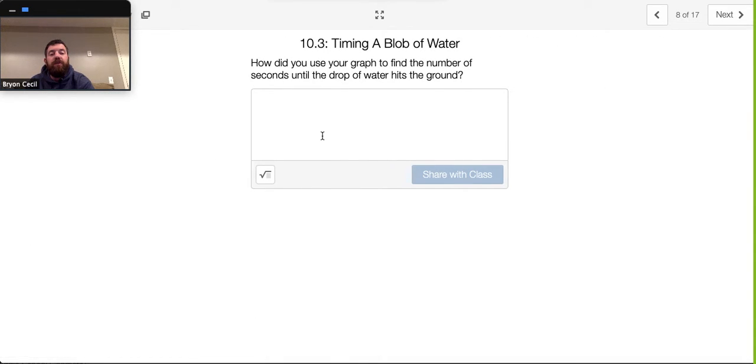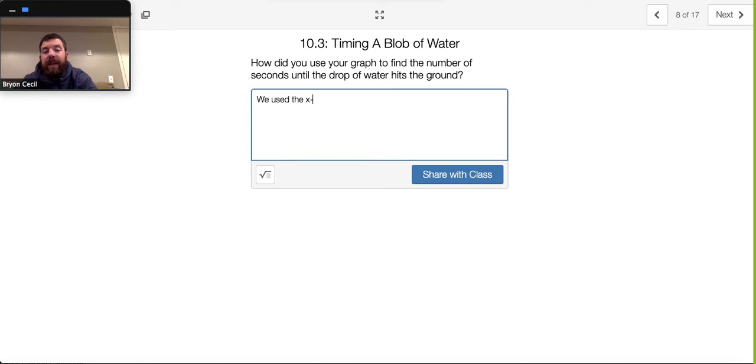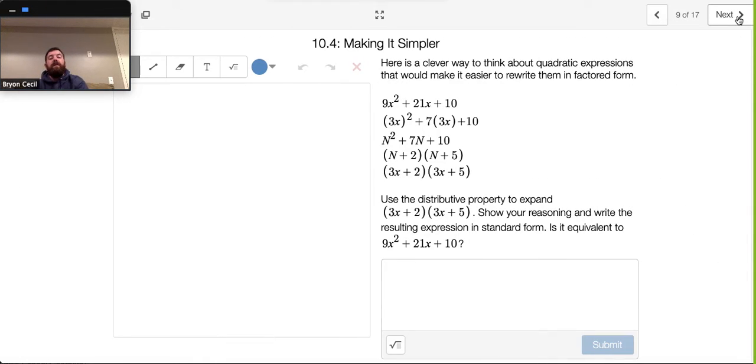So how did you use the graph to find the number of seconds until the water hits the ground? Well, we used the x-intercepts to help us find when the water hits the ground. Okay. So that's how we can use the graph again. So when in doubt, you can graph it out and solve that way.